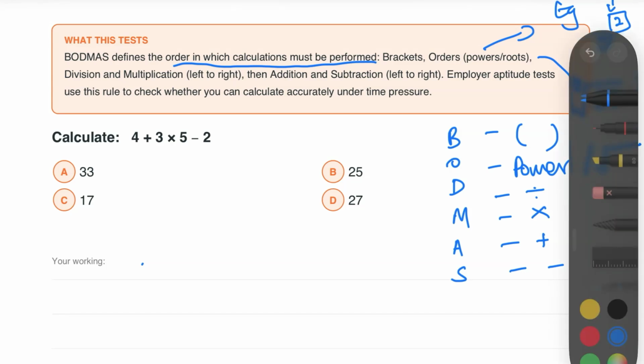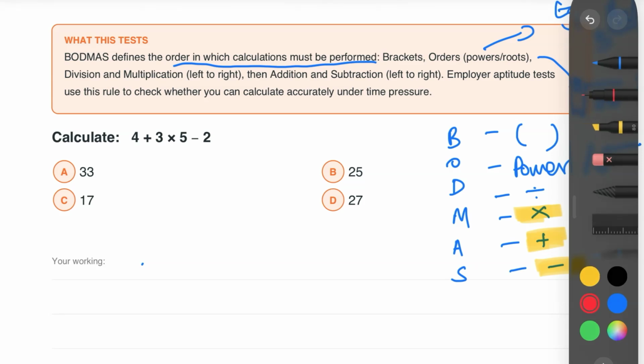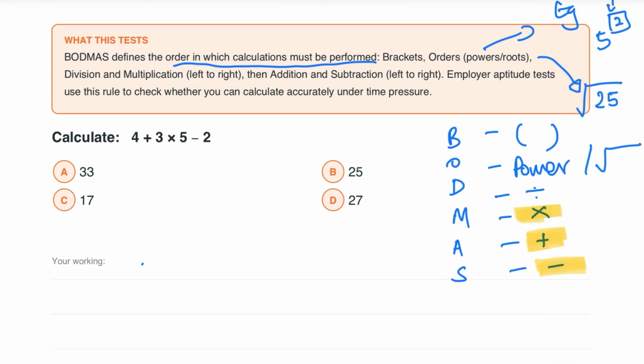What we do see in this question is multiplication, addition, and subtraction. Therefore, we need to start with our multiplication at the very basics. We need to first multiply 3 into 5. First we get 3 into 5, 15. Then we can put 4 plus, we have the answer here, 15 minus 2.